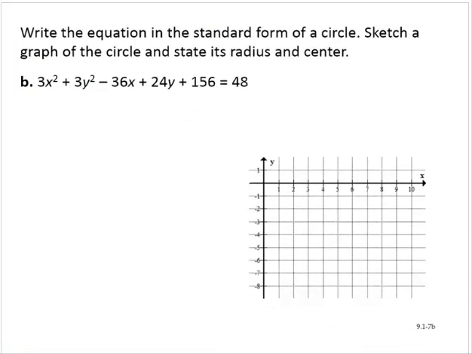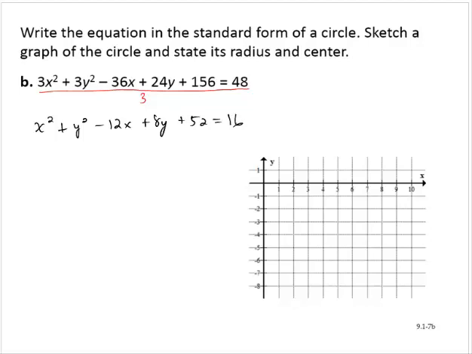So now, in this equation, we have 3x squared plus 3y squared minus 36x plus 24y plus 156 equals 48. Now, the first thing I'm going to do here is take that entire equation and divide each term by 3. That gets rid of the coefficients on the x squared and y squared. So that would give me x squared plus y squared minus 12x plus 8y plus 52 equals 16.